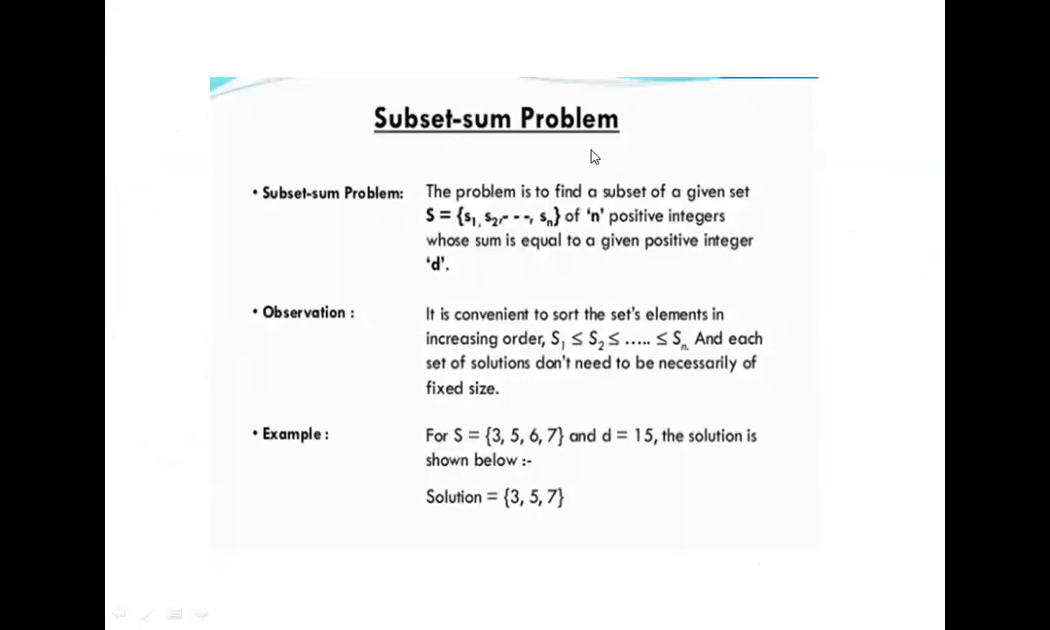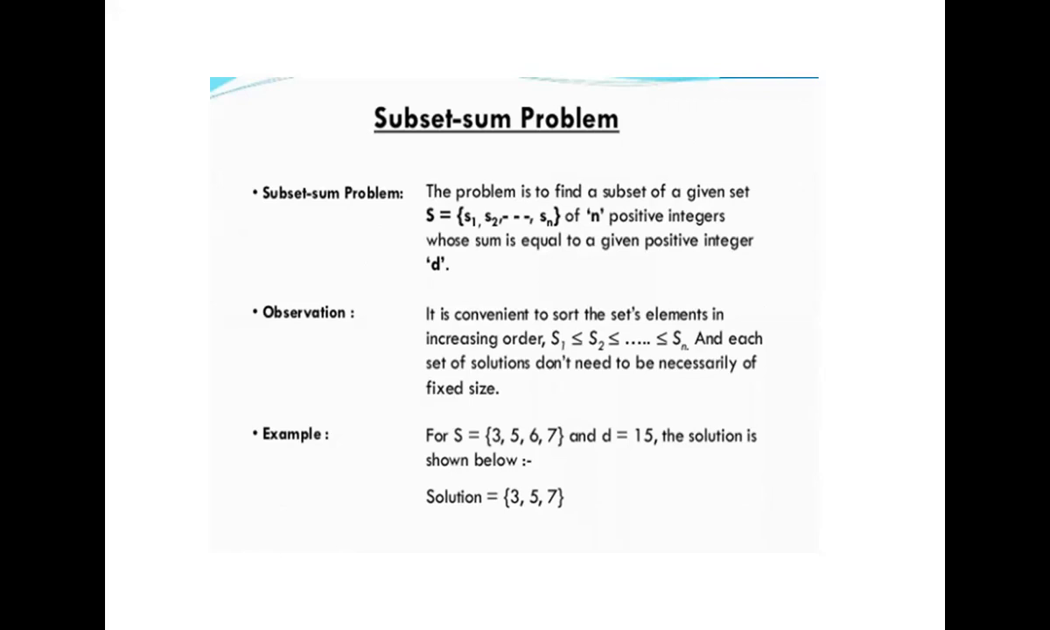the subset sum problem, or sum of subset problem, both are the same. So what is the sum of subset problem? The sum of subset problem is to find the subset of elements selected from a given set whose sum adds up to the number k. So here we have to find a set of elements S1 to Sn of n positive integers whose sum is equal to the given positive integer d.